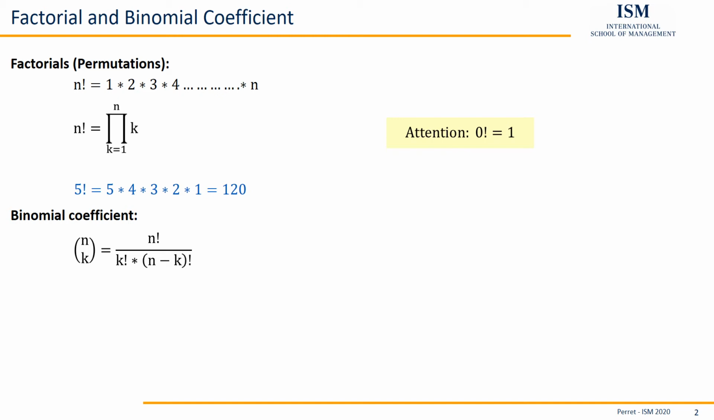And well, how do we calculate this? Well, first off, we calculate the factorial of n, divide this by the factorial of k, and also by n minus k factorial.